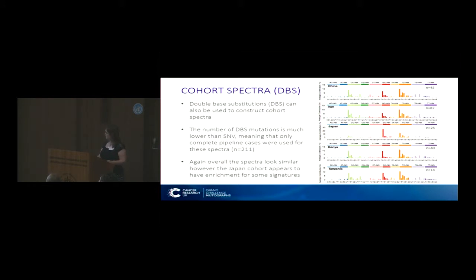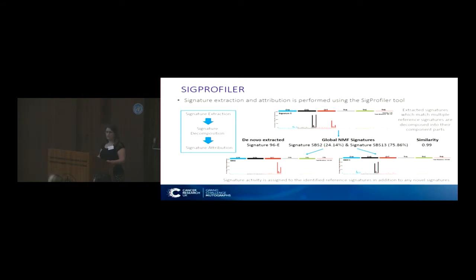Now, as I said, these spectra are combinations of all the signatures present in samples, so we need a way to go from that combined picture to separate out the individual signatures. And you're going to hear a talk about this later today, so I'm just going to briefly introduce it. For Mutographs, the primary tool that we're using is SigProfiler, developed by Ludmil's team.